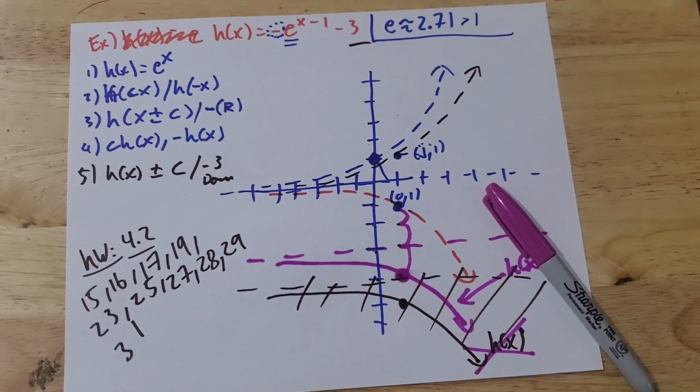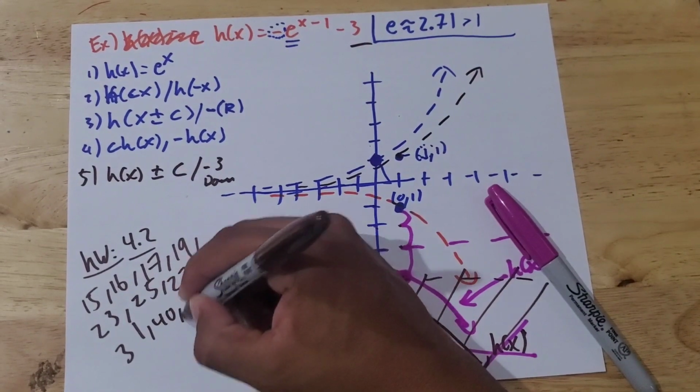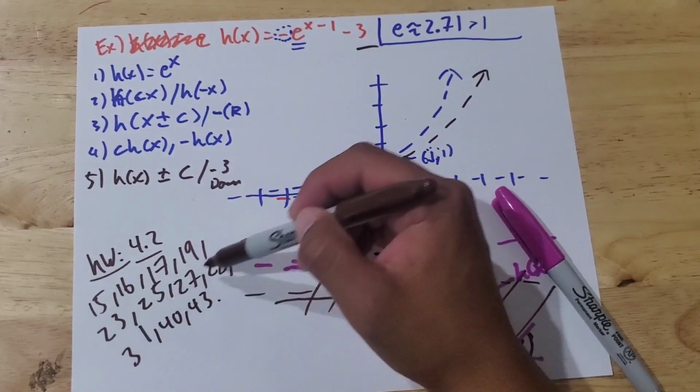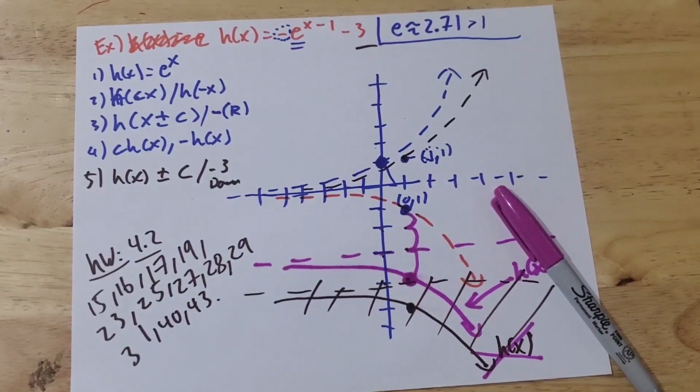Oh, let me give a couple more. Sorry. Let's try 40 and 43. Again, these aren't too bad. So it's only 1, 2, 3, 4, 5, 6, 7, 8, 9, 10, 11, 12. Okay. All right. Try those.